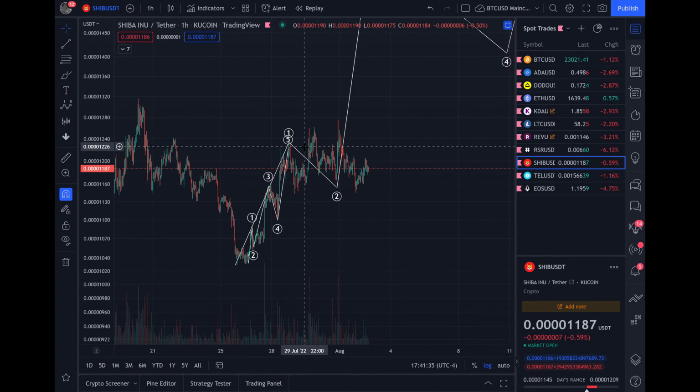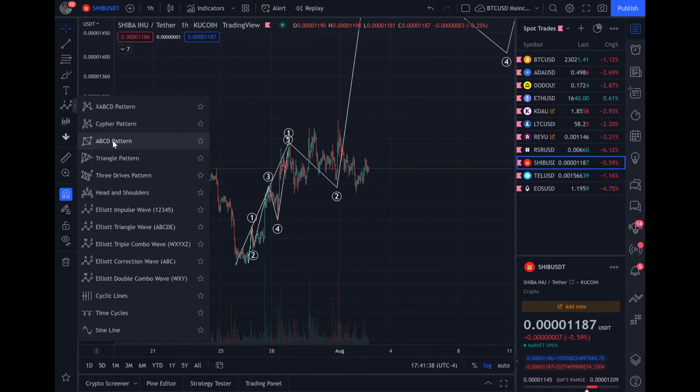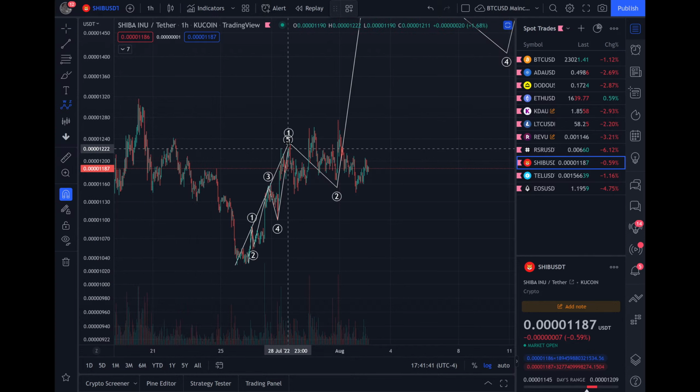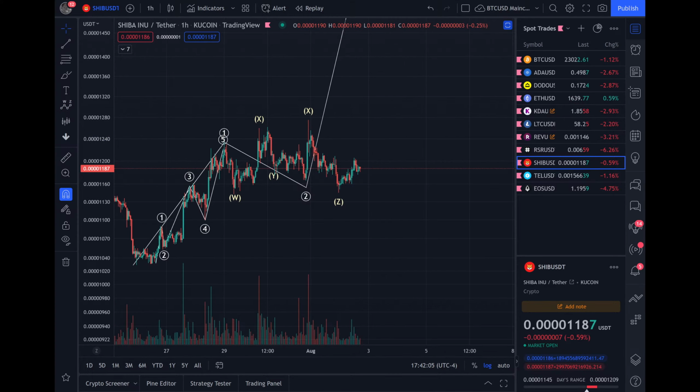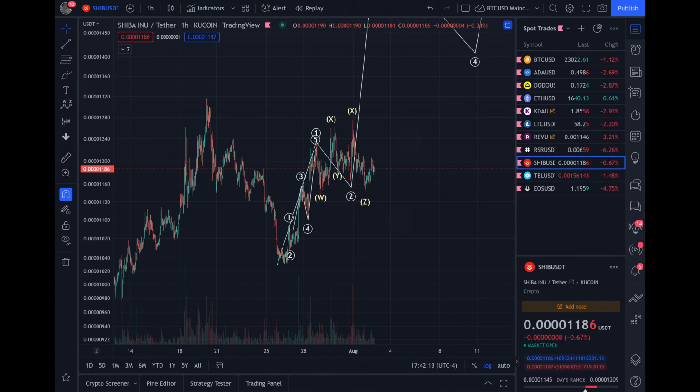So we got that wave 1, and so you have a complex correction from here that goes something like this. W, 3 waves in W, 3 waves in X, 3 waves in Y, 3 waves in X, and then 1, 2, 3, 4, 5 waves in Z. Okay, that's what you can expect. And now you have your sort of consolidation reversal. Okay, so that's what I see in SHIB.